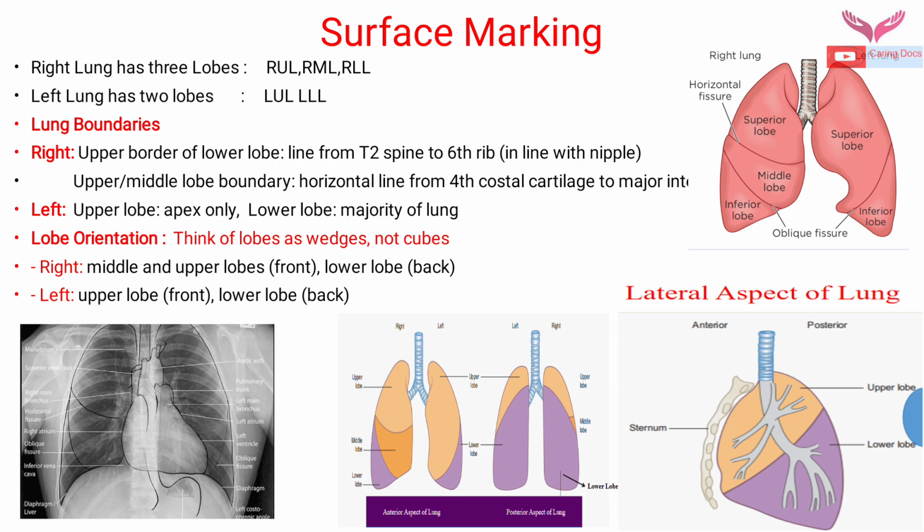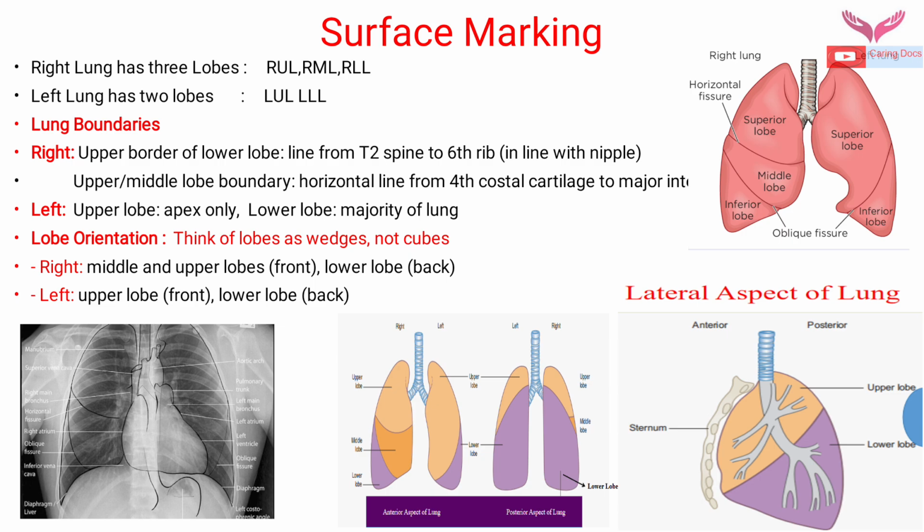The upper and middle lobe boundary is suggested by the horizontal line from the fourth intercostal cartilage to the major interlobar fissure. In the left lung, the upper lobe is the apex only and the lower lobe is the majority of the lung. We should always think that lobes are in the form of wedges, not cubes.